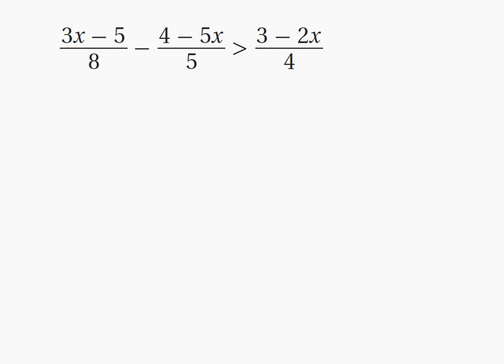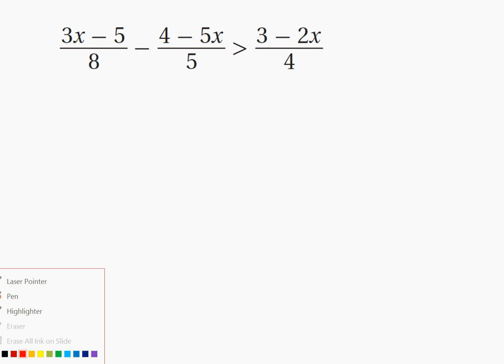If I was tackling this problem, the thing that I would do first of all is get rid of these fractions. And to do that, I would multiply both sides by the lowest common denominator. Now, the way I tackle looking at these is I break these numbers down into their prime factorization.